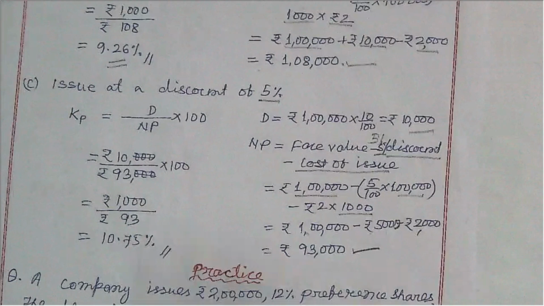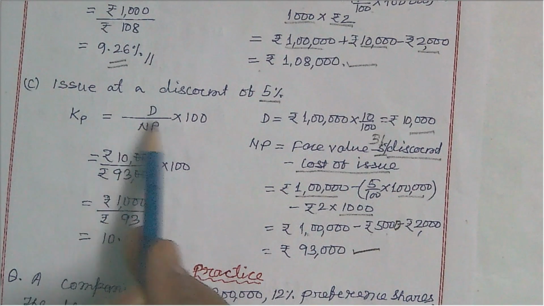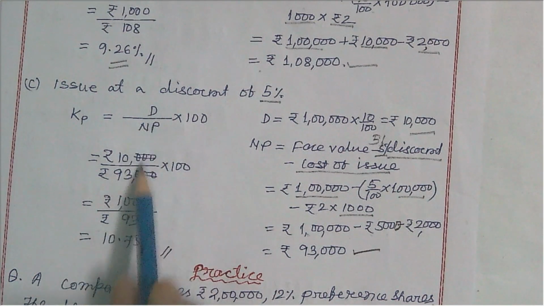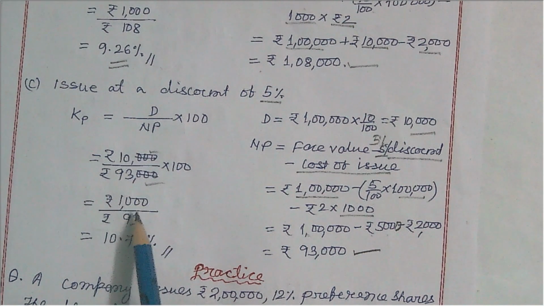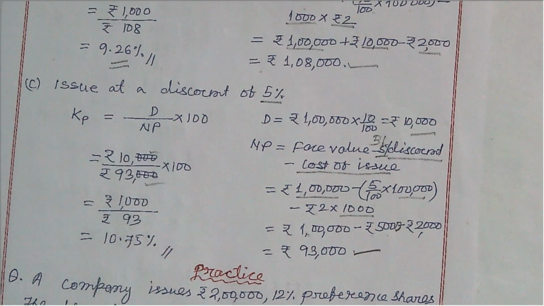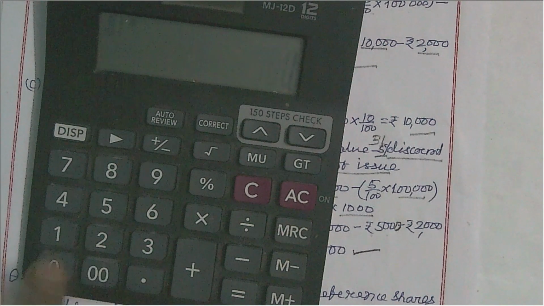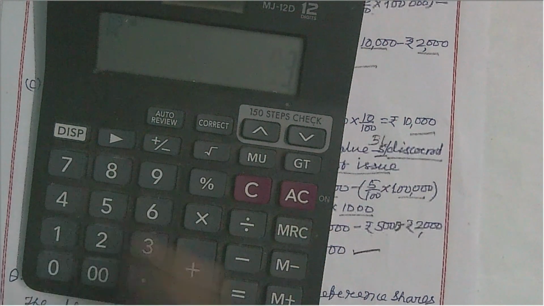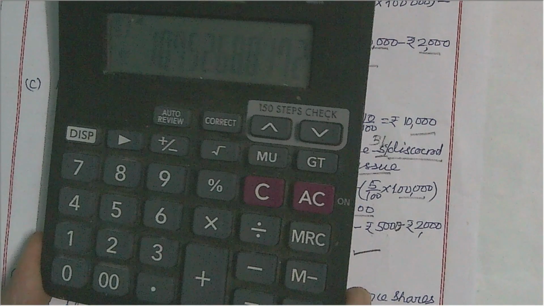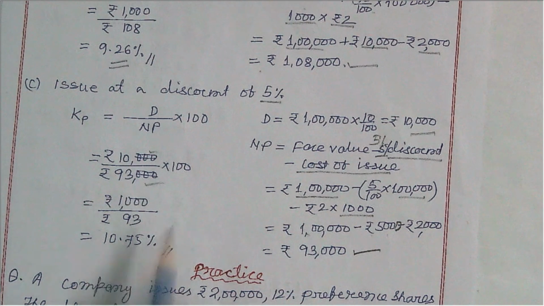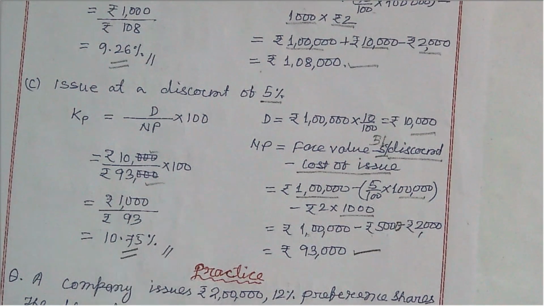Putting the value in the formula, the dividend 93,000 cancels, so it is 1000 divided by 93, which is 10.75%. So here it is 10.75%.